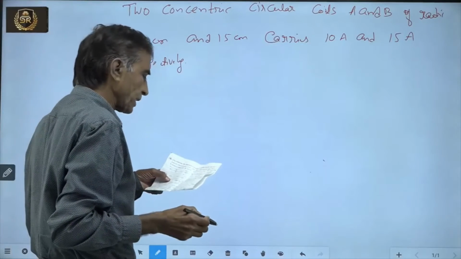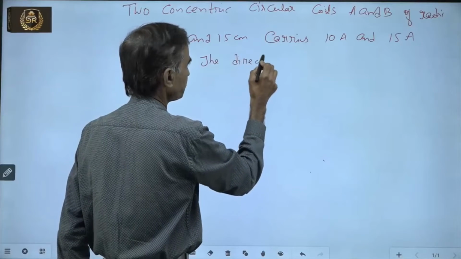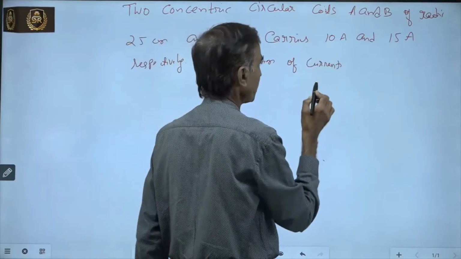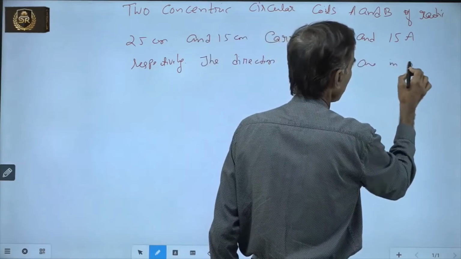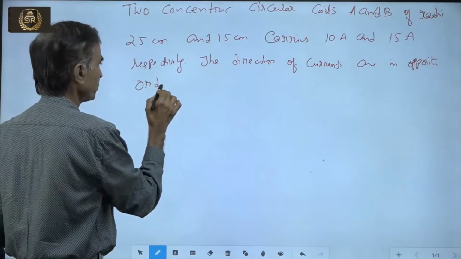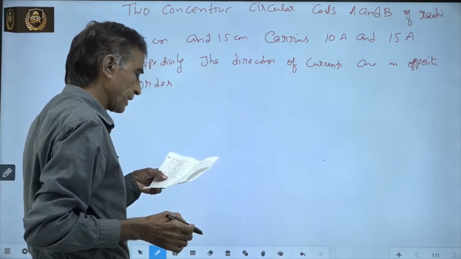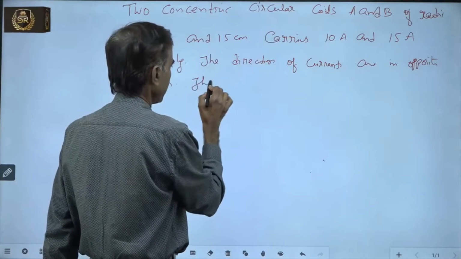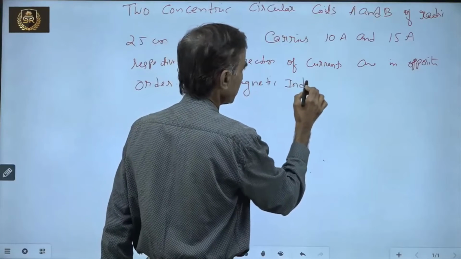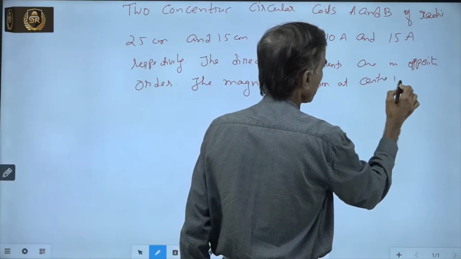Right. Next, the directions of currents are in opposite order. Next, what do you want to find? The magnetic induction at the common center is.